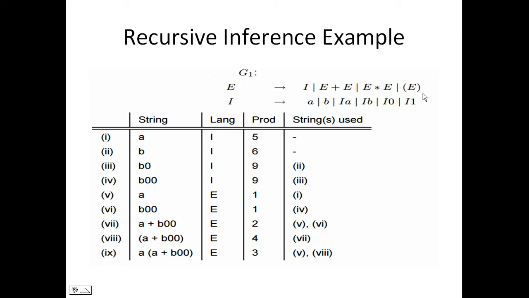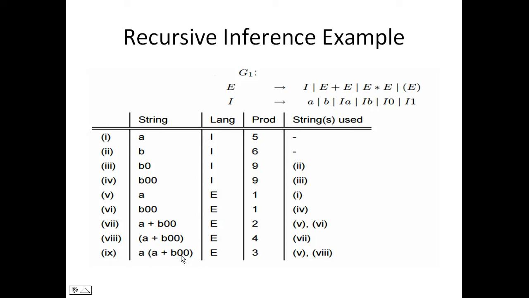So which type of rule? Again it is parenthesized E. Okay, so it is of the language E and the production rule is 4. Which string have you used? The earlier string, that is the 7th string. And finally our string, that is A into A plus B double 0. This is the string we are interested in inferring.